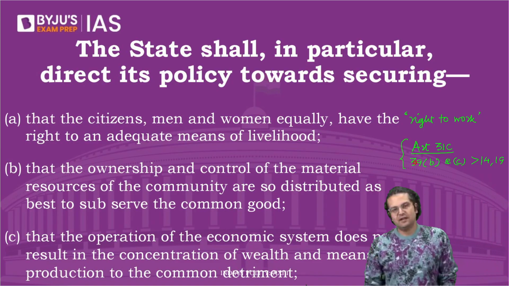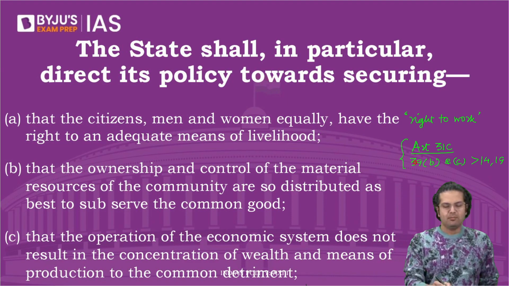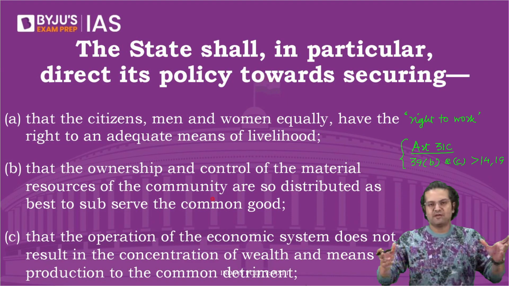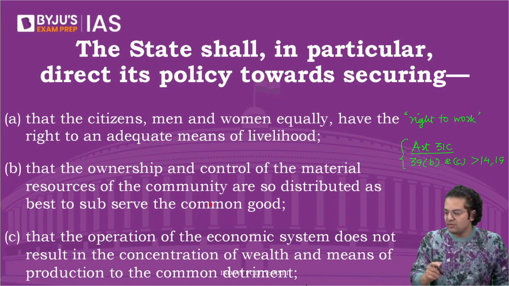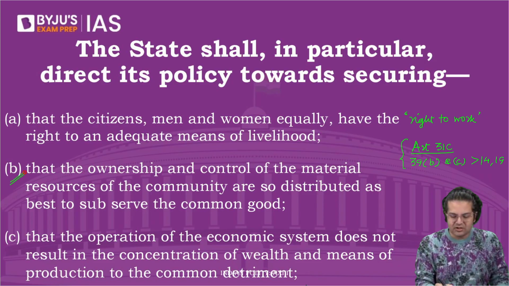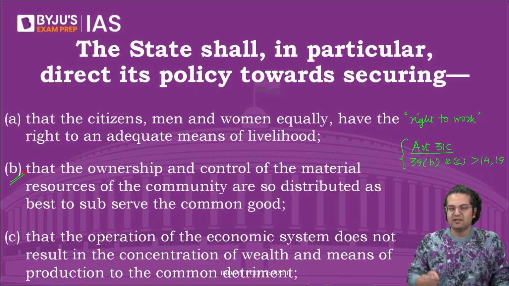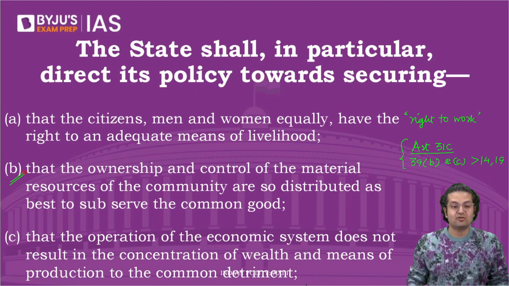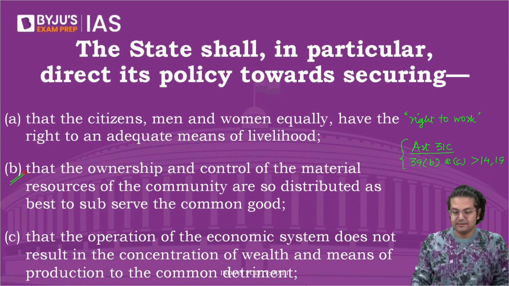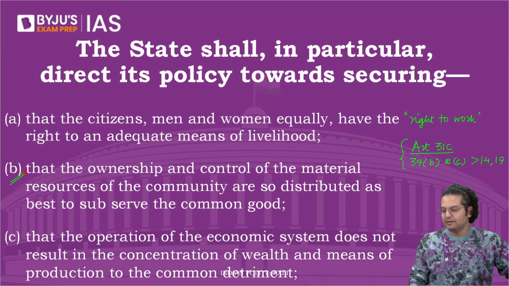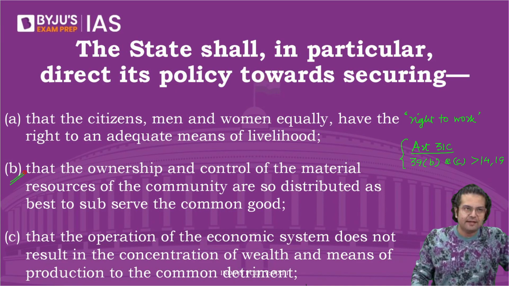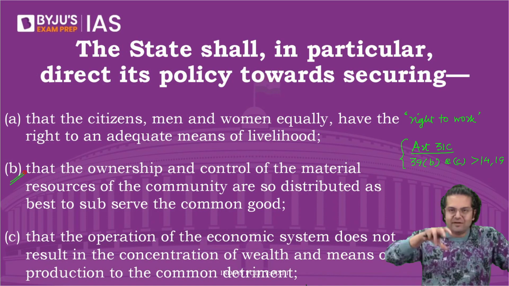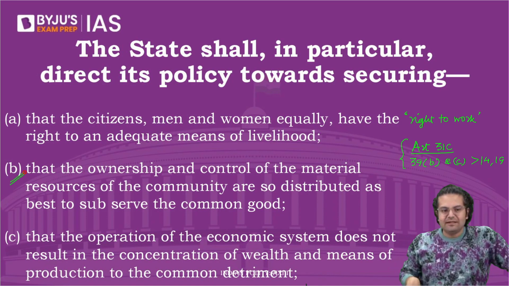Because the state can provide for redistribution of country's resources for everybody's benefit. And the state should make policies in such a fashion that it should reduce the concentration of wealth in the hands of few people. That should not be the case. The World Inequality Report of 2022 states that top 1% of Indian population, the richest 1%, they control 22% of the total country's wealth.